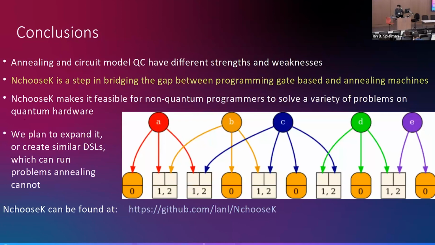So annealing and circuit model quantum computers have different strengths and weaknesses. N choose k is a step in bridging the gap between gate-based and annealing machines. N choose k makes it feasible for non-quantum programmers, like naive programmers, to solve a variety of problems on quantum hardware, given that they know the paradigm they're working in. We plan to expand it or create similar domain-specific languages which can run problems annealing cannot.